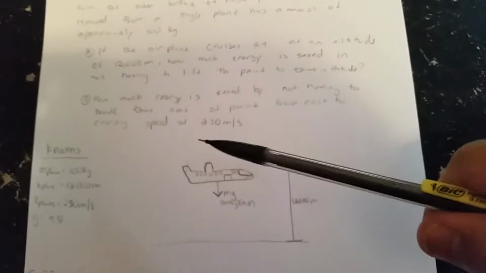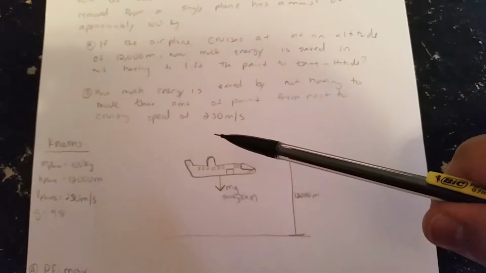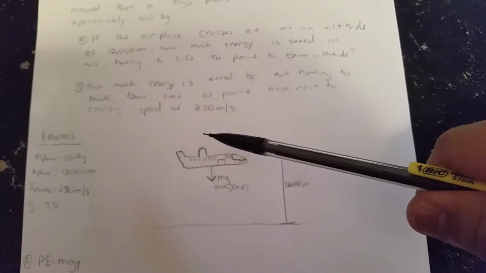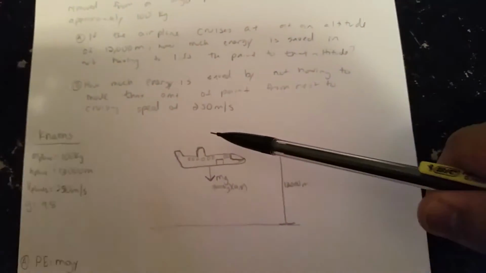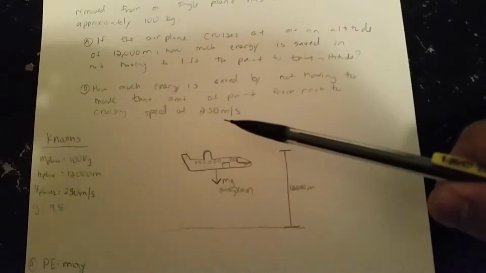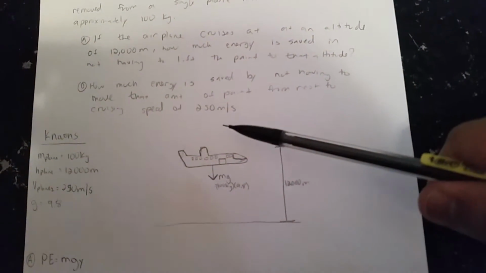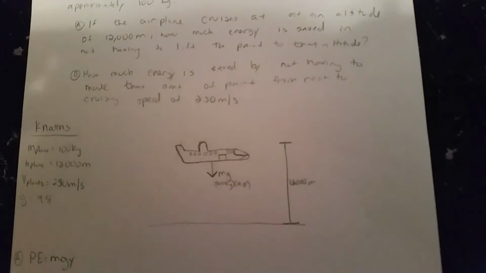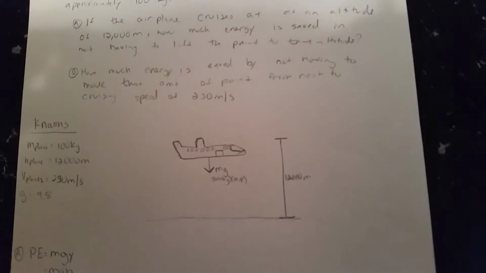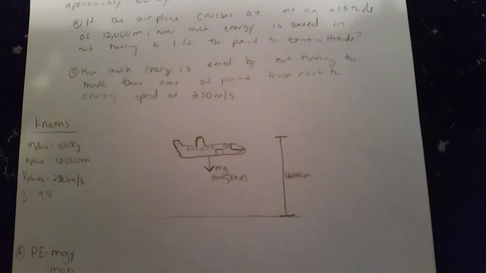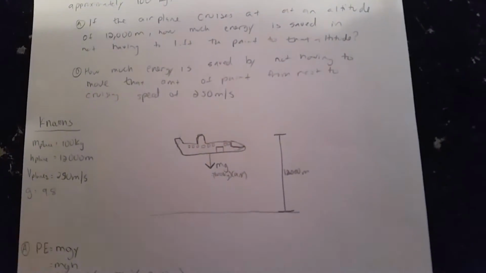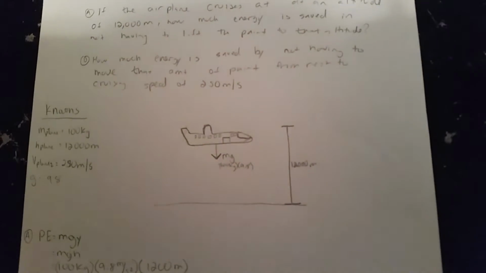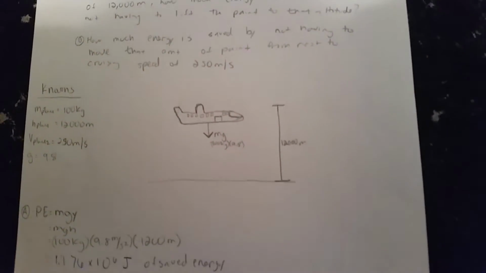All right. And part B is asking for how much energy is saved by not having to move the amount of paint from rest to cruising speed of 250 meters per second. So right here they're asking for the amount of energy saved whenever you don't have to move the paint from rest to cruising speed. So that kind of gives me a hint that they want us to use the work is equal to the change in kinetic energy formula.